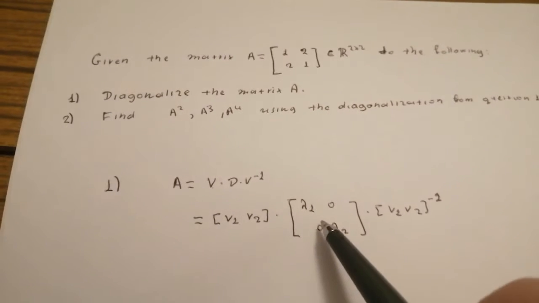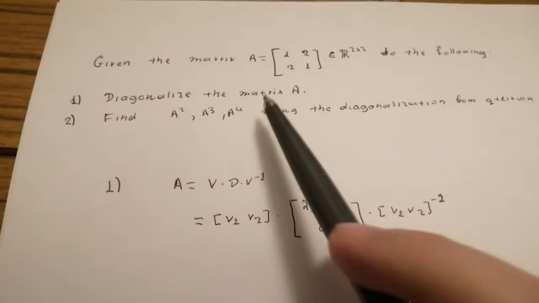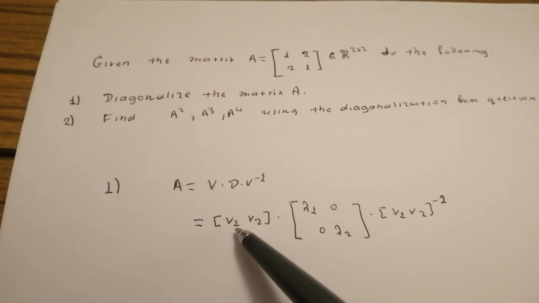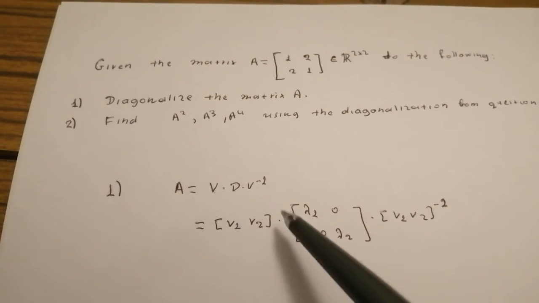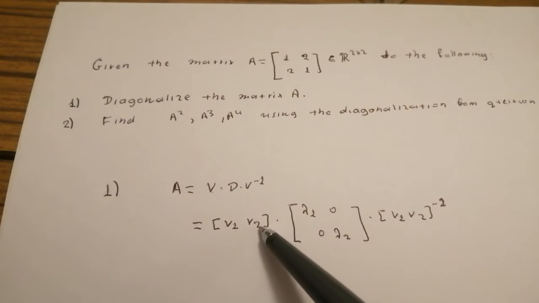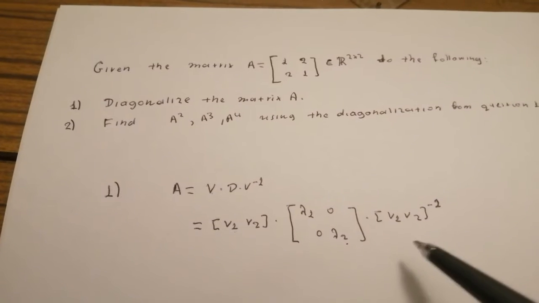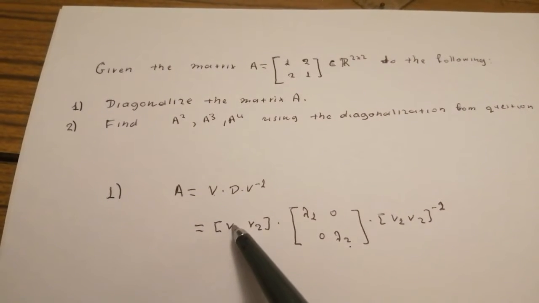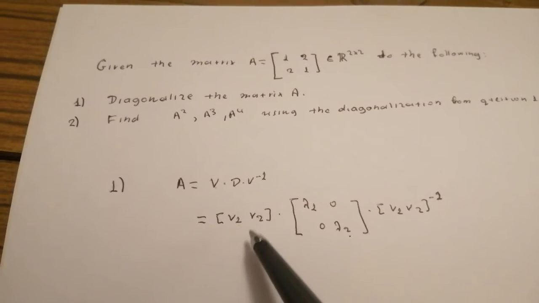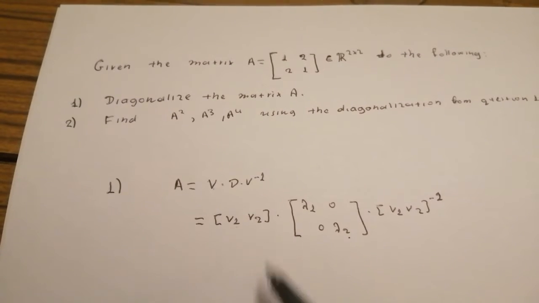What is this D? This is a diagonal matrix where we have the eigenvalues of matrix A. V1 and V2 are the eigenvectors. V1 is the eigenvector corresponding to eigenvalue lambda 1, and V2 is the eigenvector corresponding to the eigenvalue lambda 2. So we have the first eigenvector in the first column of this matrix, and in the second column we have the second eigenvector.